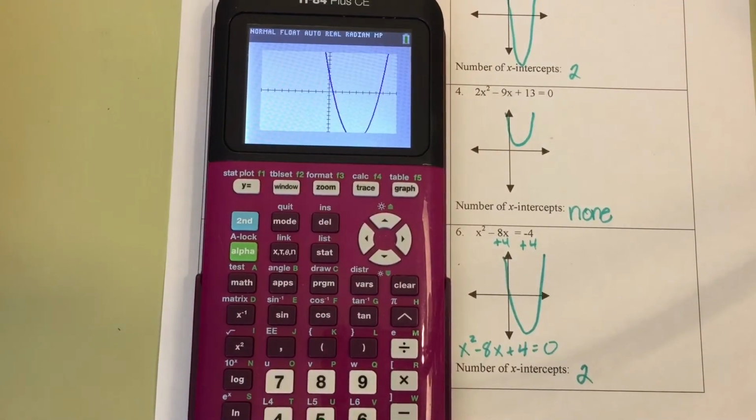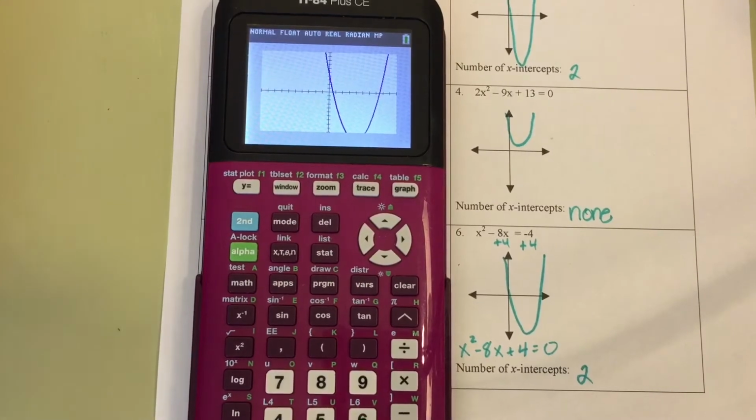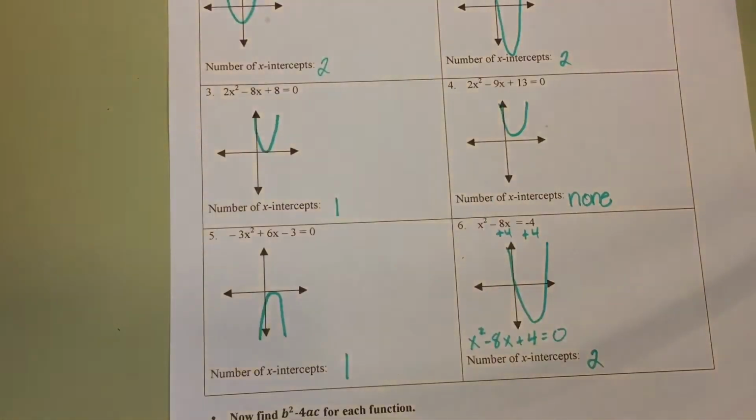So all we started out doing at first was going through and just drawing the graph and writing down how many times it crosses the x-axis. There is a pattern, though, about what's happening, and that will go along with the next part.